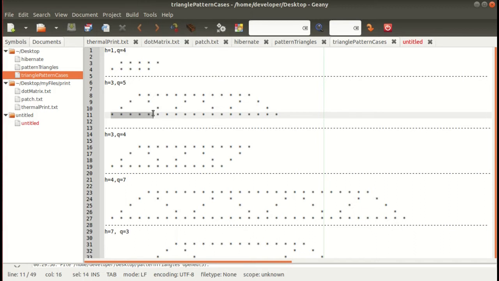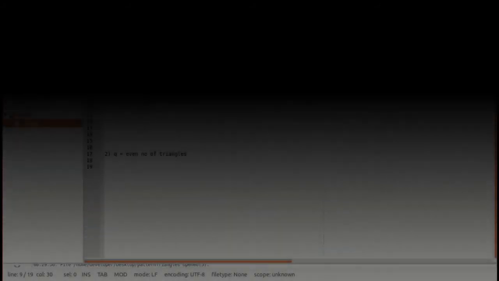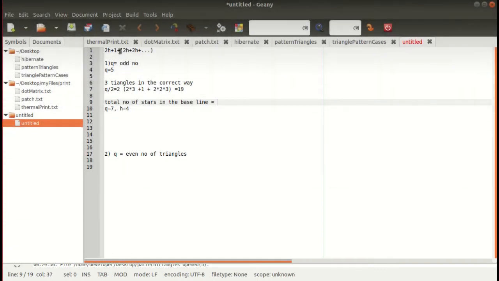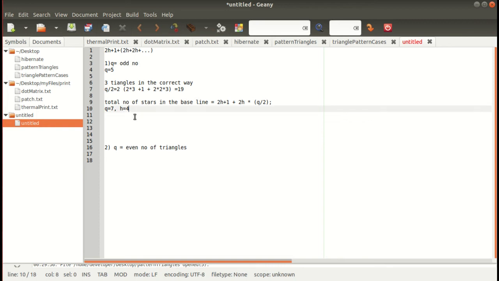Let's calculate this. 5 and 4. Right, we got 19 stars. Now let's check the total number of stars in the baseline. We have derived it, right? 2h plus 1 stars for the first triangle, plus 2h into the total number of remaining triangles. For the first triangle we have already found it, so now the total remaining triangles will be q by 2. This is the formula for the total number of stars in the baseline when the number of triangles is an odd number.